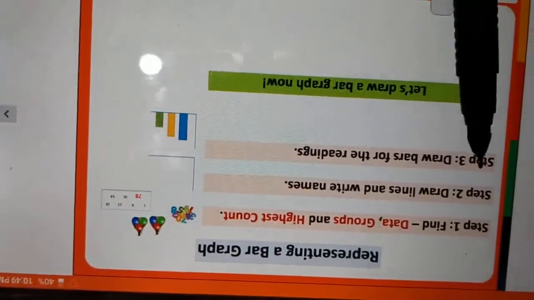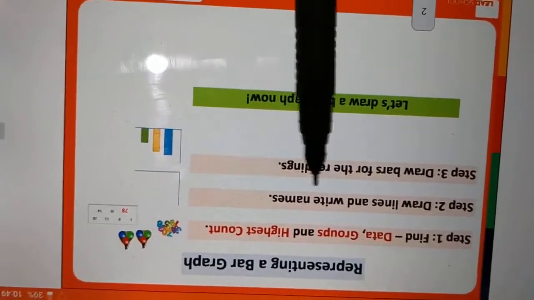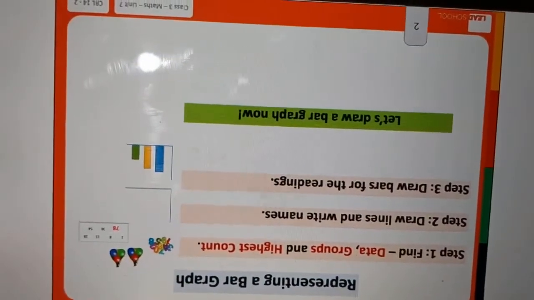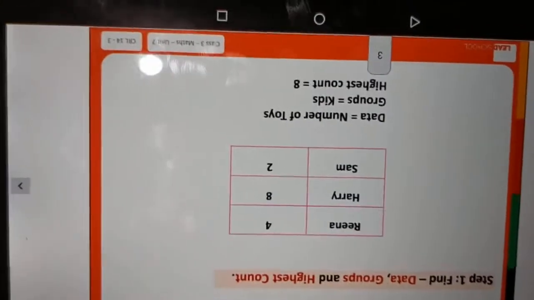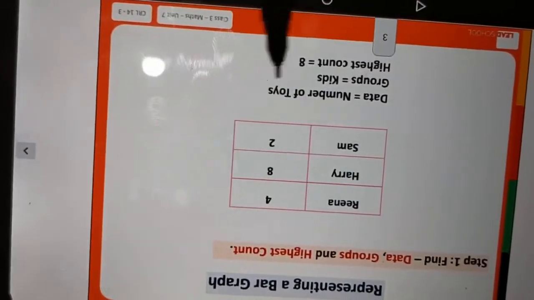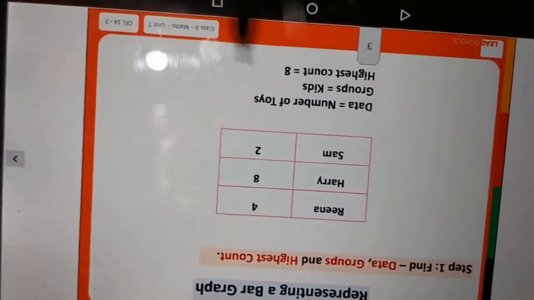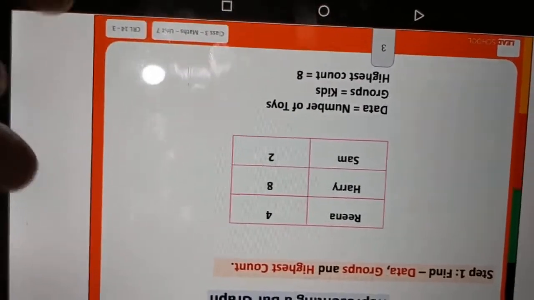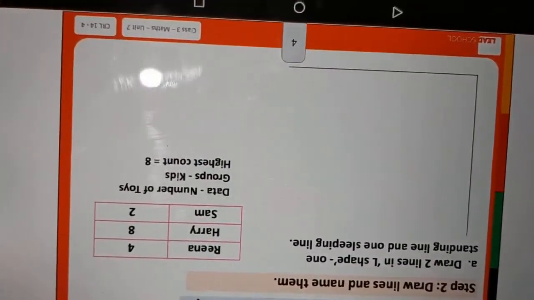Step 2, draw the line and write the names. Step 3, draw a bar graph for the readings. Now let's draw a bar graph. What do we have to do? Data is the number of toys, group is kids, and the highest score is 8. Draw 2 lines in an L shape, one standing line and one sleeping line.